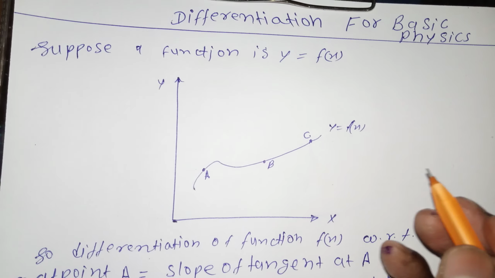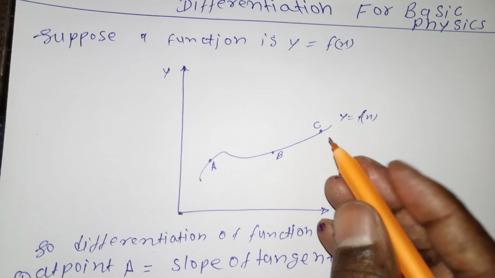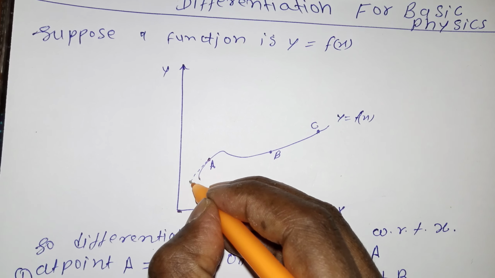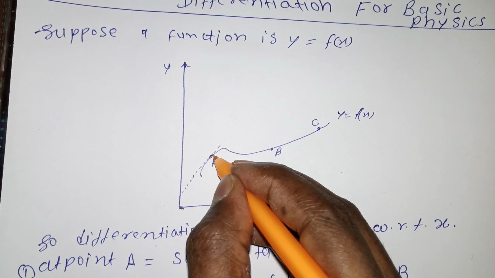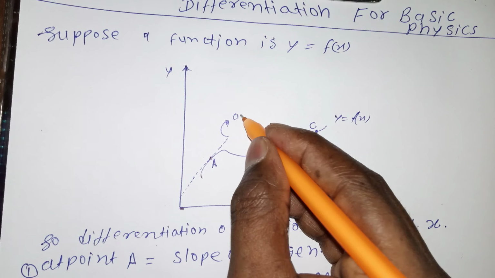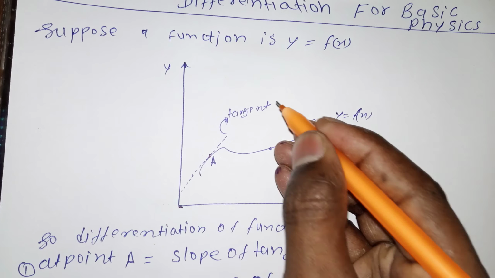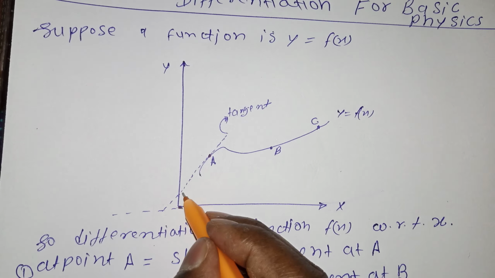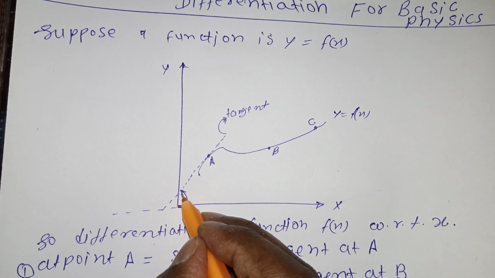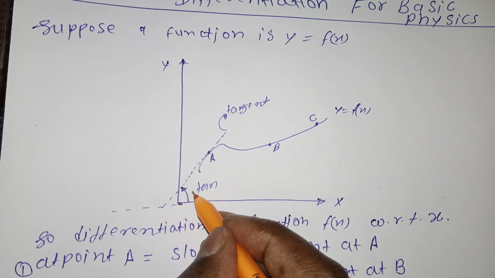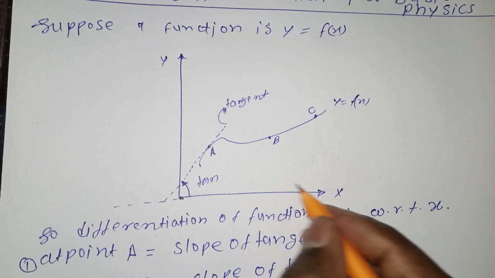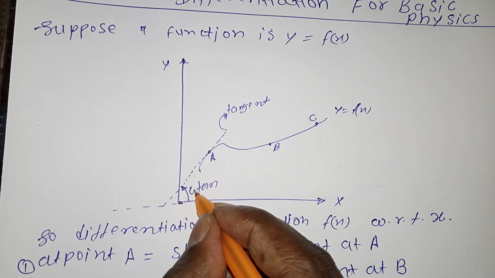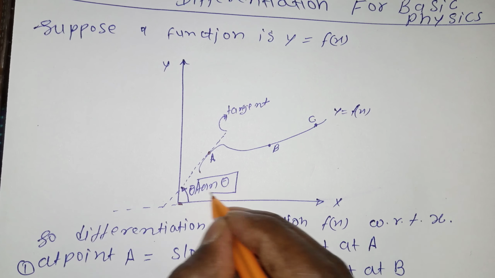So how do we draw a tangent at a point? This is a point A, then we draw a tangent just touching that point. This is the tangent. And what is the slope? Slope is the tangent of the angle made with the x axis in the anti-clockwise direction. So this is the anti-clockwise direction. This is theta. So tan theta is the slope.